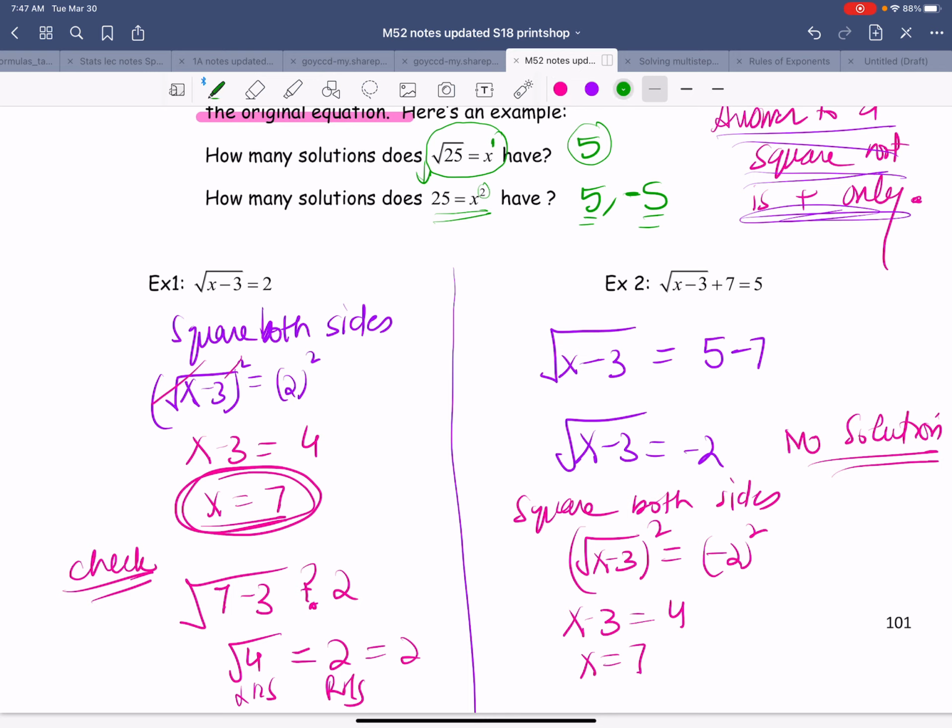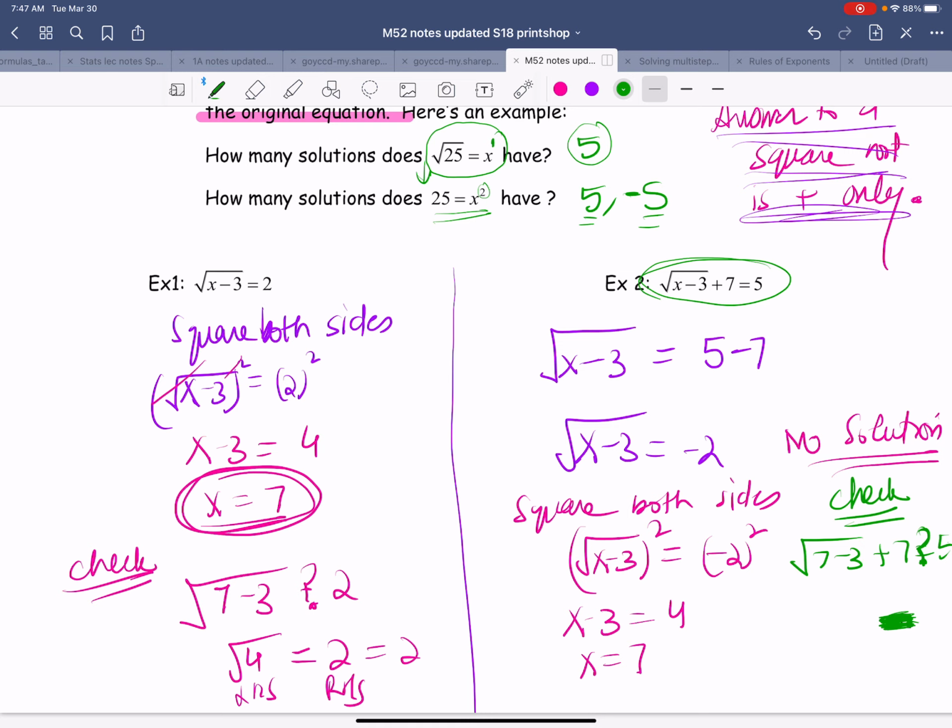Now when it's time to check the solution, let's see what happens. So go ahead and check the solution. Plug into the original equation. Always plug into the original equation. So 7 minus 3 plus 7 equals 5. I'm putting the question mark because I don't know if the left side is equal to the right side.